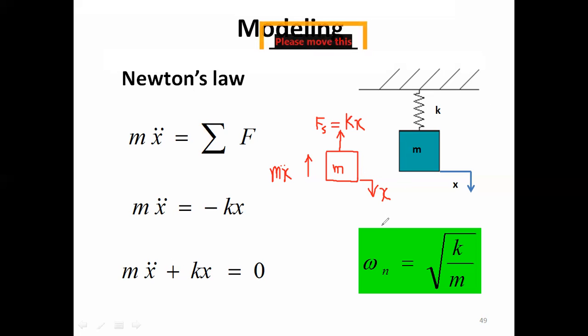of this system. And for this system, the system is vibrating, so it would have frequency. Frequency is actually the number of cycles per second. And we have already modeled this as the circular natural frequency, omega n.